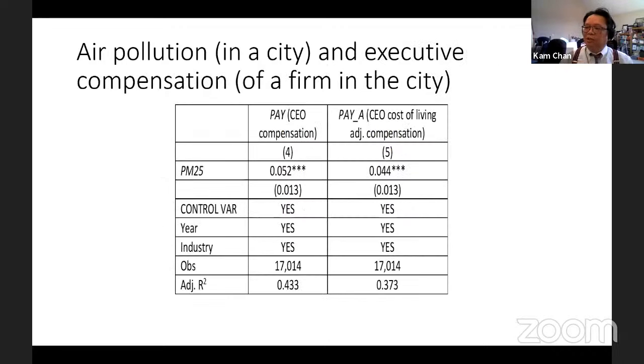The next one, I look at executive compensation. So you need to pay your executives. Common sense, right? If you ask an executive to work for a company located in a city with bad air pollution, all the same, they ask for higher compensation. So from a company's perspective, they need to pay more. They need to pay more to attract talent. Okay. So again, we show these obvious results.